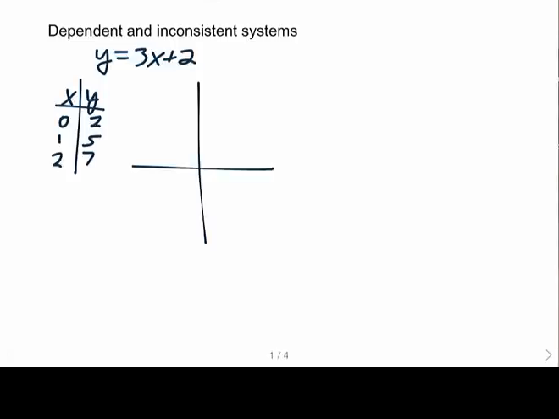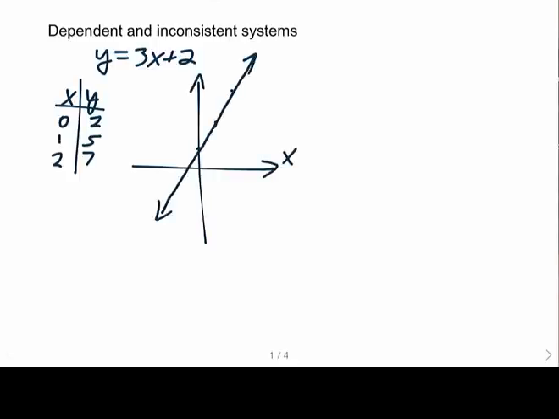If we consider y is equal to 3x plus 2, then from an ordered pair perspective, we could put values in for x, say 0, 1, and 2, get values out for y, say 2, 5, and 7, and then plot those points in the xy plane, and what we would end up with is points that line up and in fact make a line.